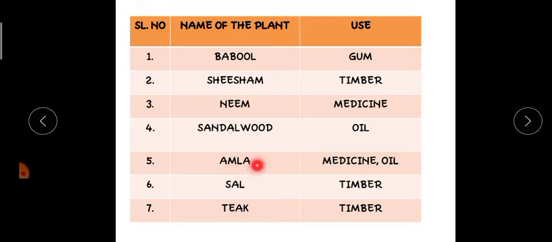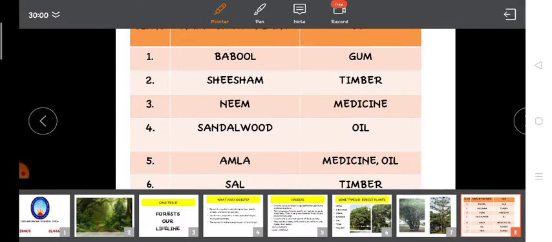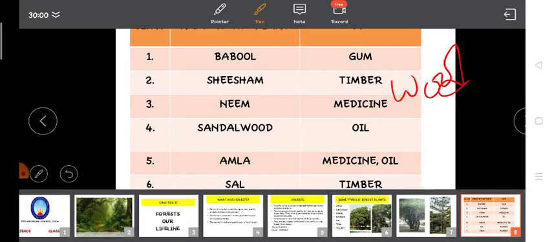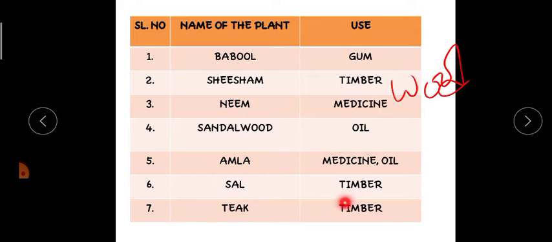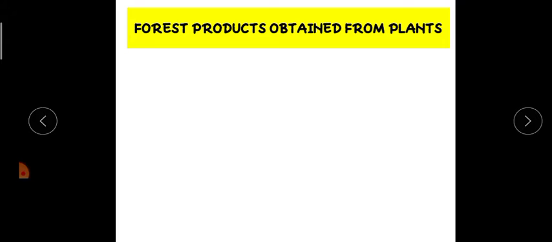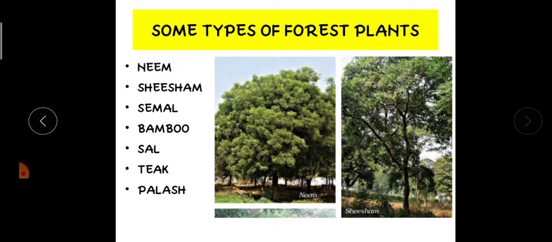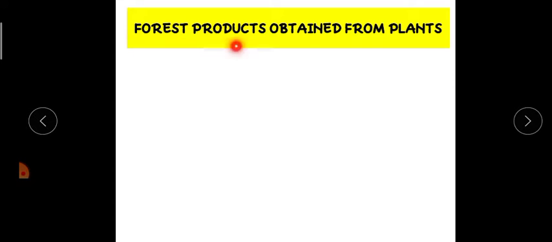Amla we use for medicine, and also for amla oil. Sal is a type of tree which is also used for timber. Timber is nothing but wood. Okay children? And teak is similarly also used for timber. Forest products obtained from plants. Now children, here we have learned the different types of forest plants. Now let us learn what types of products these plants give us.